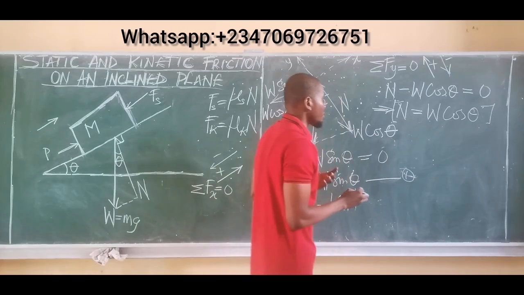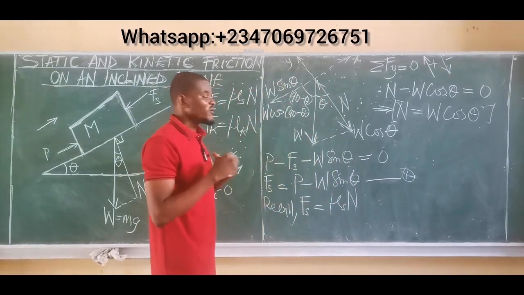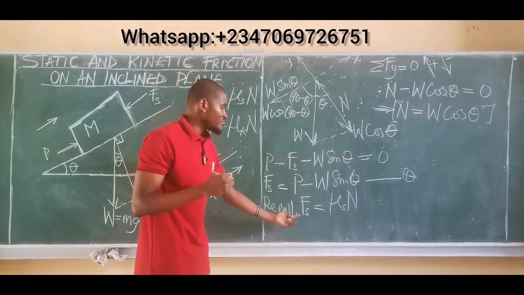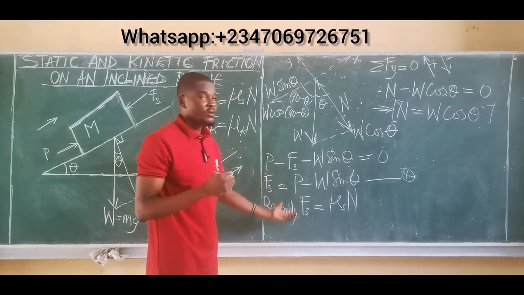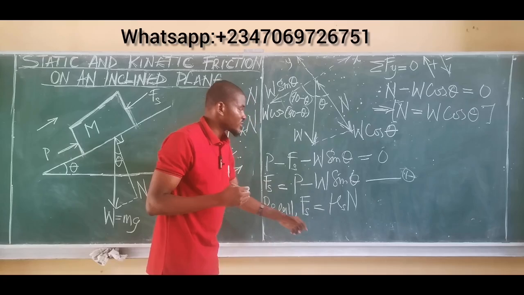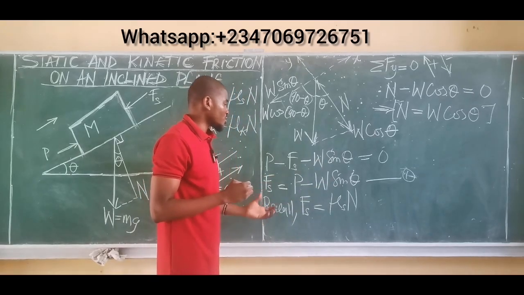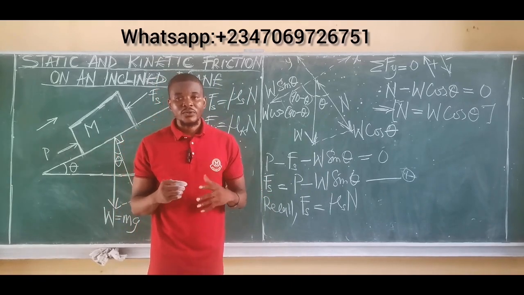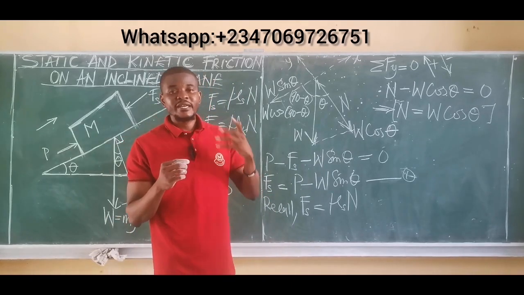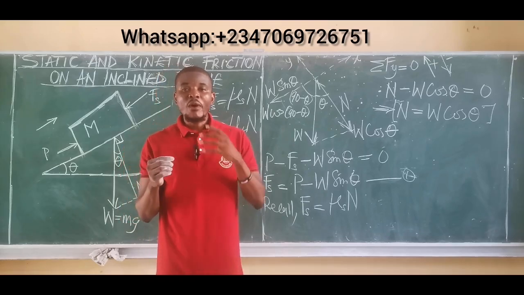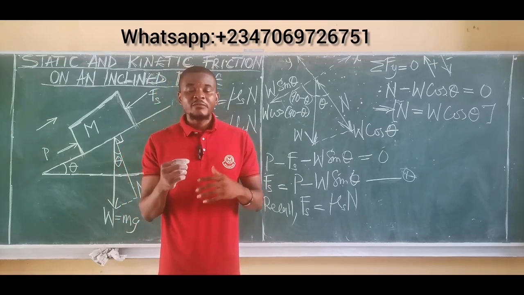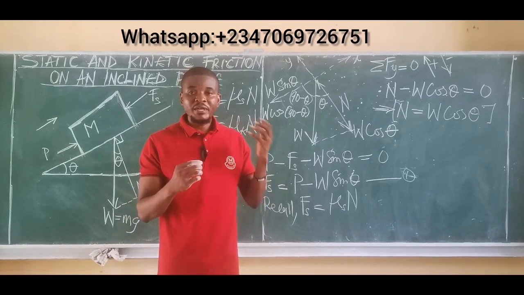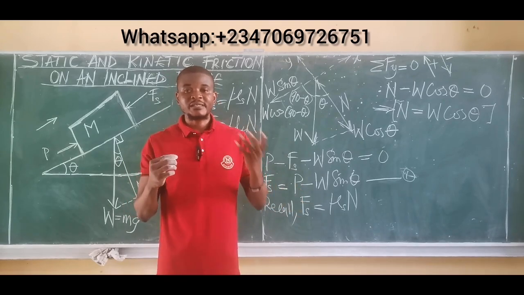So this becomes my normal reaction. If I know the normal reaction force, it means you can find your static friction force. If you know the static coefficient of friction, multiply by the normal reaction, and of course, you can find anything you're asked to find in the question. Now, this is just a case of statics when the object is at rest. But there is not much difference between this and when the object is in motion.